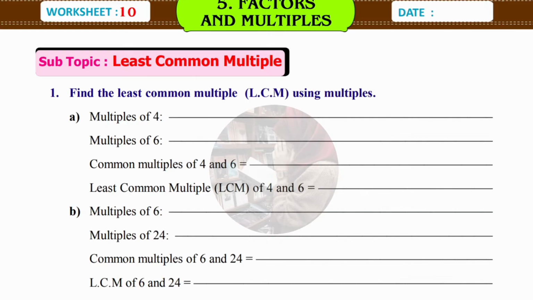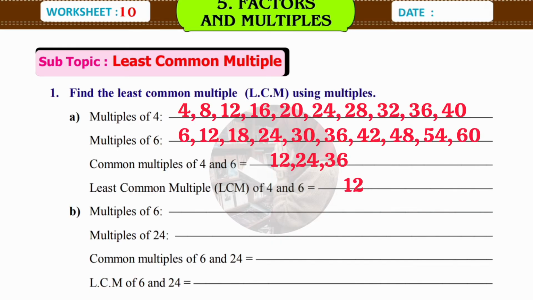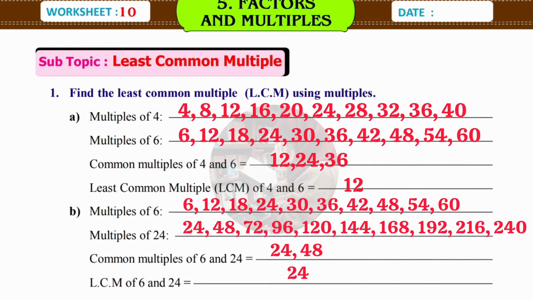The first number is 4. Multiples of 4 are 4, 8, 12, 16, 20, 24, 28, 32, 36 and 40. Like that, multiples of 6 are 6, 12, 18, 24, 30, 36, 42, 48, 54 and 60.